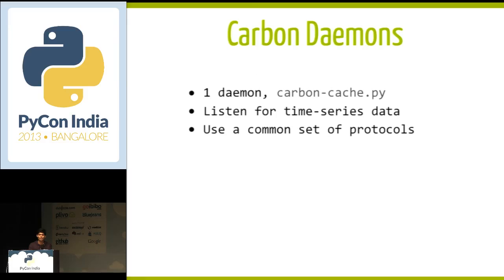So, carbon daemons. Usually, in a Graphite kind of a setup, we have one carbon daemon. All it does is it listens to time series data over a set of protocols. So, some common protocols are 0MQ. Then there is Pickle, and then there is plain text protocol, which is just sending data as text.